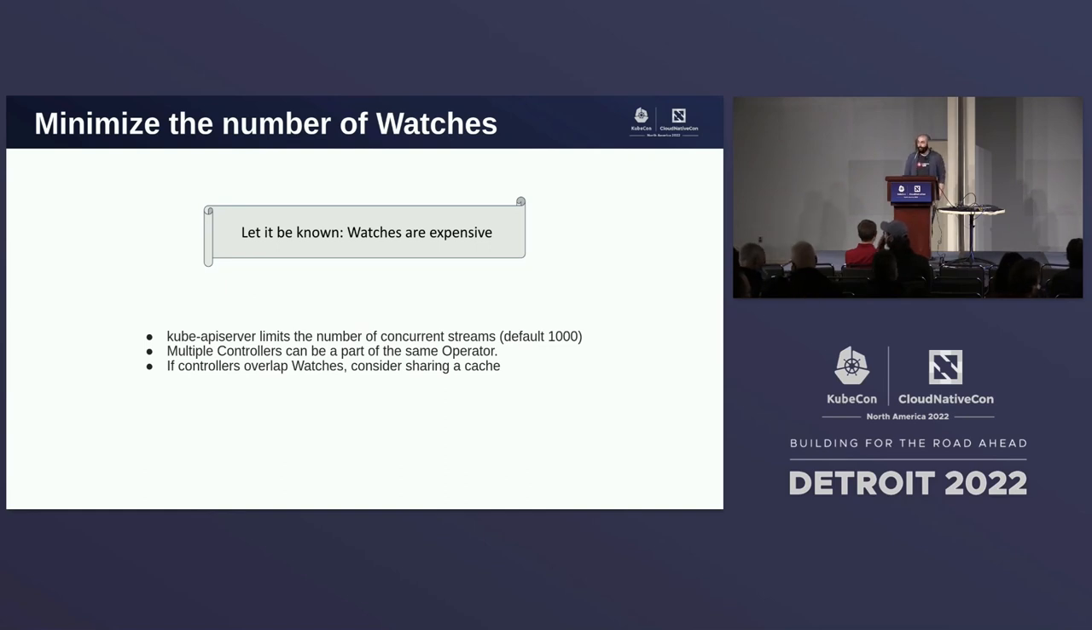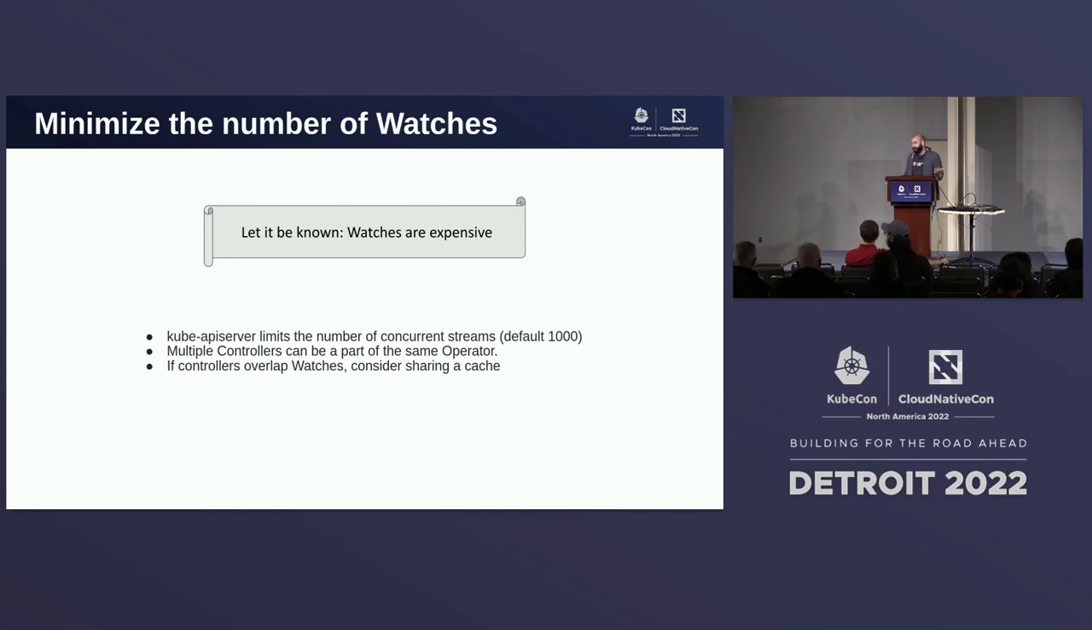So, how can an operator be a bad citizen? Well, the first thing is a watch. Watches are much more expensive than you might realize. And when you have lots of operators on there, this can scale up very badly. So just remember, watches are expensive. Kube API server can limit the number of watches allowed simultaneously on the cluster. I know that OpenShift does this. Even if that limit isn't reached, the resource utilization can continue to scale in a way that is not desirable.